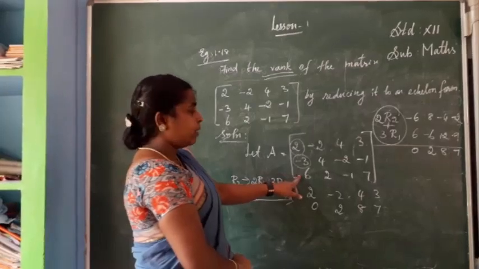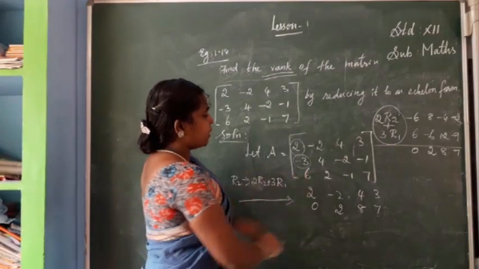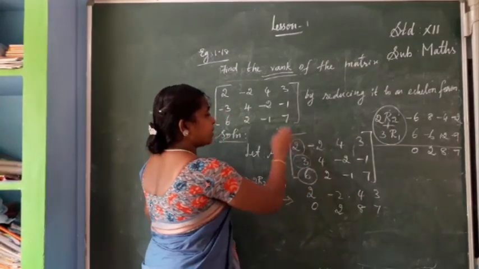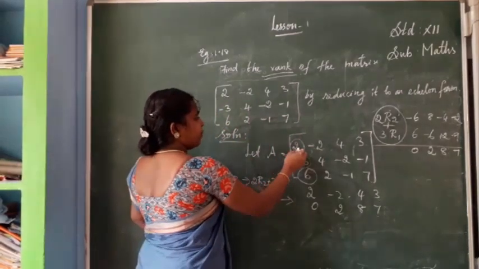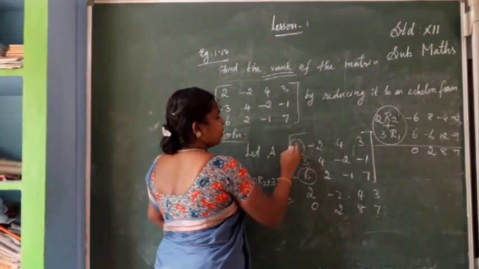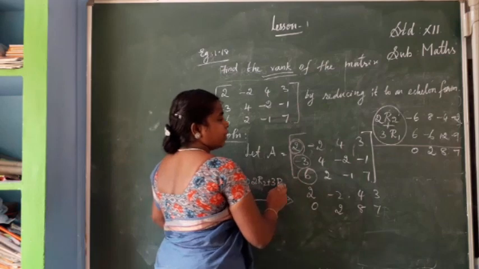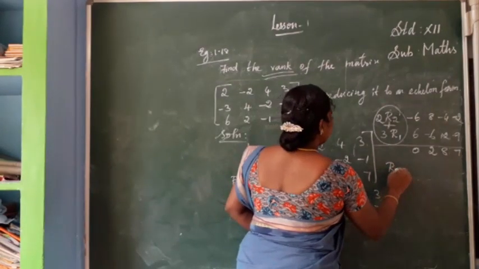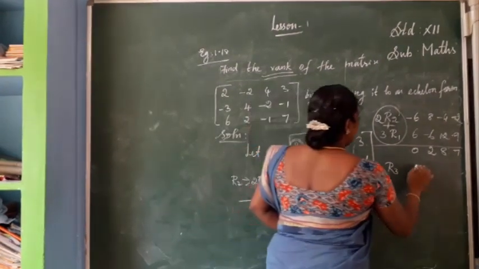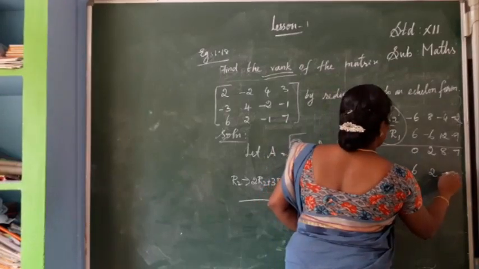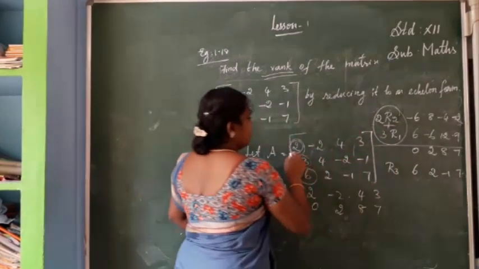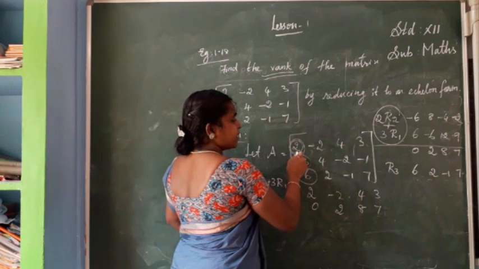This is third row. In third row the first element is 6. Use the first row, that 2. So if you are multiplying by 3, the 2 becomes 6. Okay, so R3 gives R3 is 6, 2, minus 1, 7. So only R1 we can multiply, okay, we will get the same element.